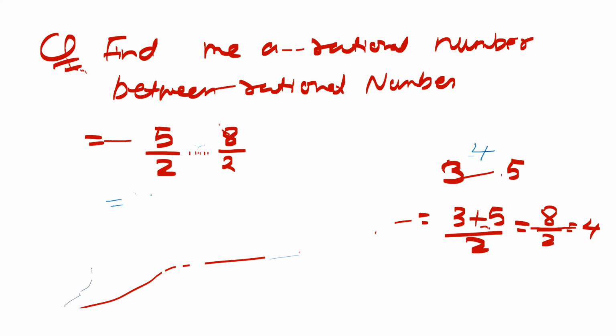We simply have to add 5 upon 2 plus 8 upon 2 and divide it by 2. Now try finding it yourself. Here you have two rational numbers and you need to find one rational number between them. How will you do this? Just like how we added 3 and 5 and divided by 2, we can do the same thing here. Do you know how to add two rational numbers? If not, then it's okay, we can discuss that.